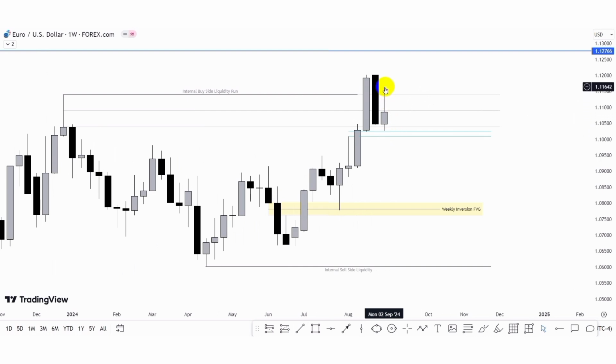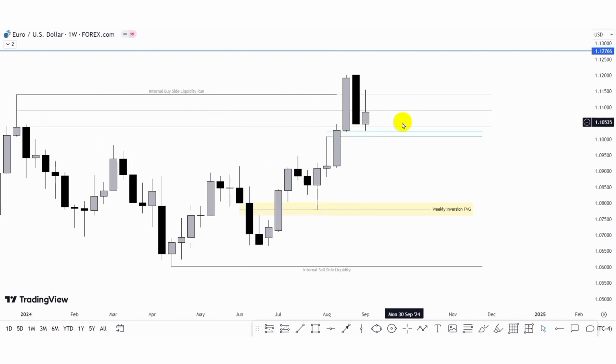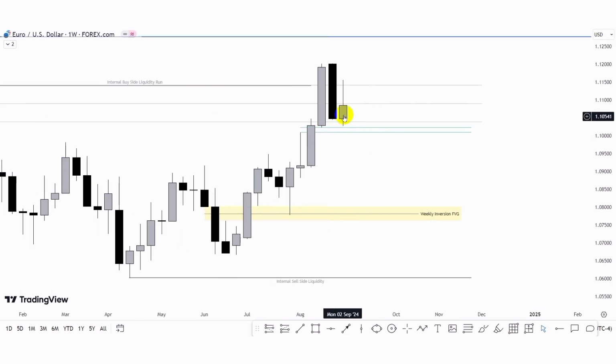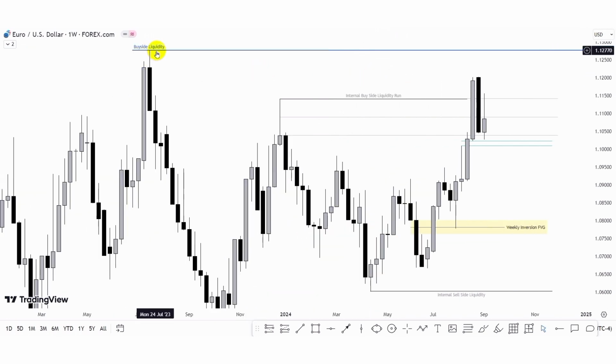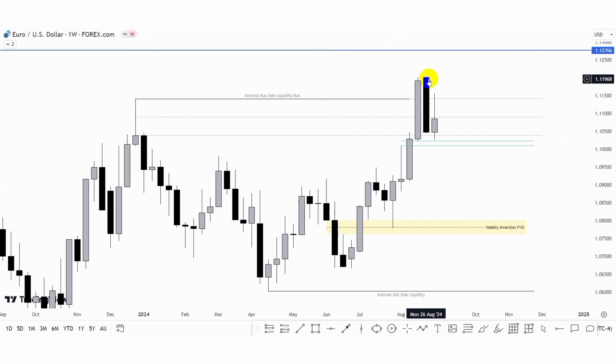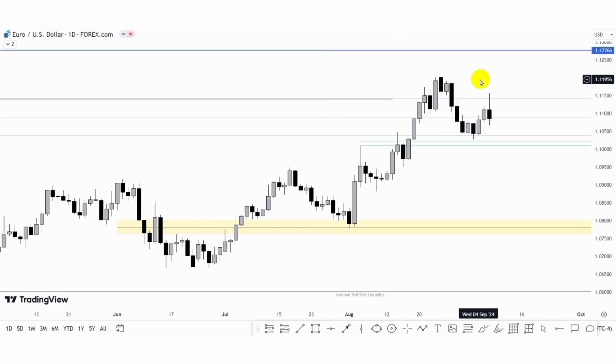What we can see is that now price returned to the downside and then closed below the consequent encroachment of this rejection block. So what I'm looking forward to is to see that price dips lower into the fair value gap before we have the bullish push of price to the upside to raid the buy side liquidity, and in extension this buy side liquidity. So let's go to the daily time frame. So here we are in the daily time frame.